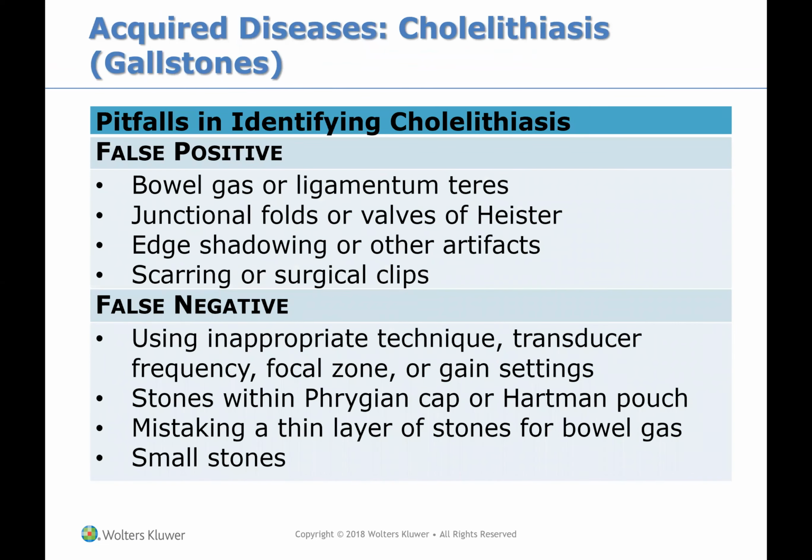False positives for identifying stones: if you happen to get bowel gas, the ligamentum teres, junctional folds, edge shadowing, or other artifacts, or scarring or surgical clips, that would be a false positive. False negatives: using inappropriate technique, transducer frequency, focal zone, or gain setting. Stones within the Phrygian cap or Hartmann pouch are hard to see. Mistaking a thin layer of stones for bowel gas. I think that's what happened with me that one time. And small stones. Everyone was very kind when I did that, like the radiologist and everything, but I felt so bad.